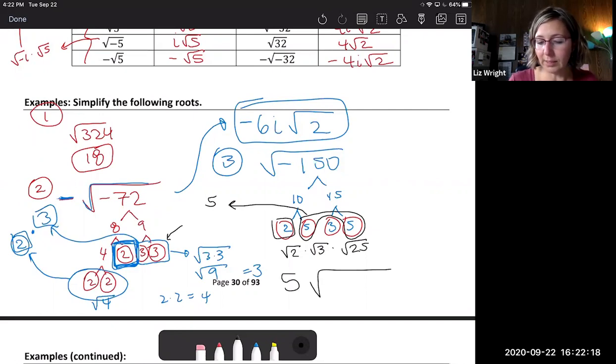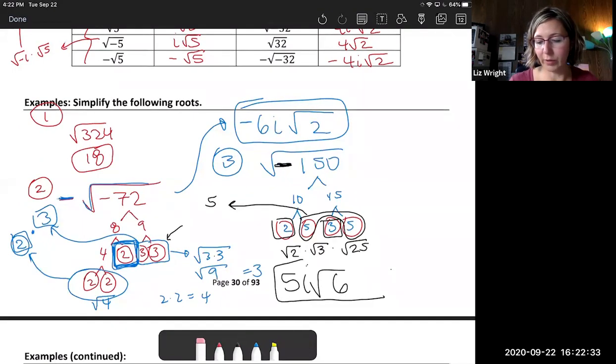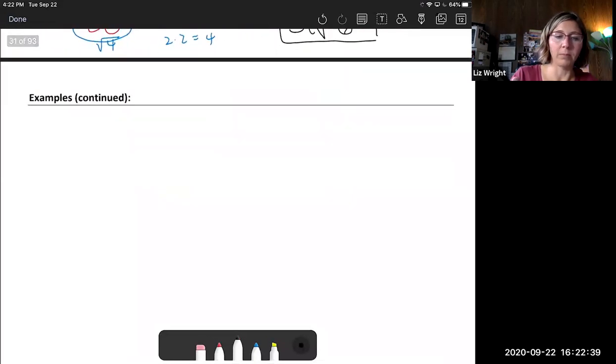I've got a 2 that's left behind and a 3 that's left behind. Those are going to get multiplied together. So I've got a 6, and I'm still not done. I have this negative on the inside, so I need to put an i right here. So you've got 5i rad 6 for your answer. Oops, on this one. All right, let's try some more.